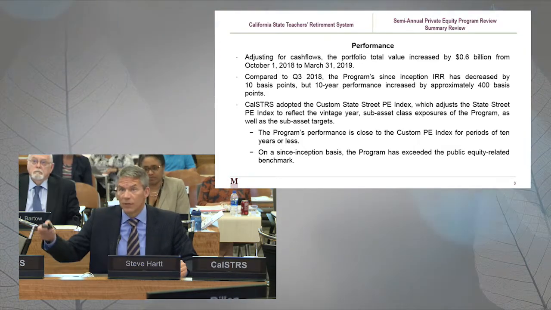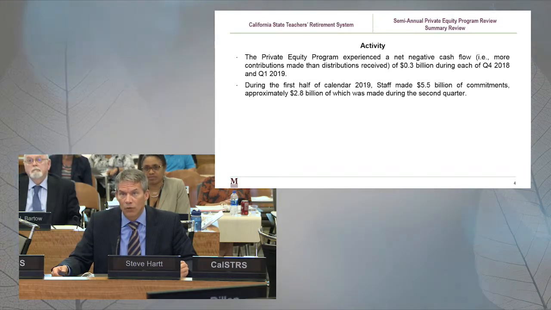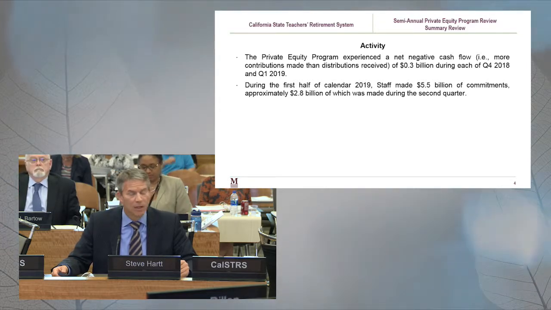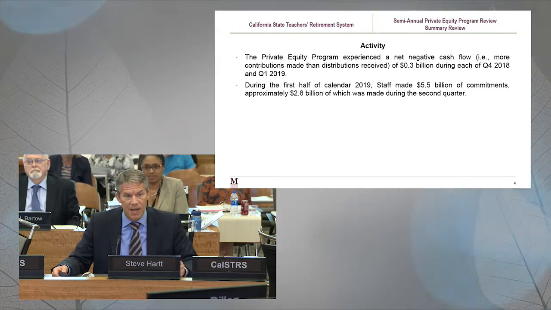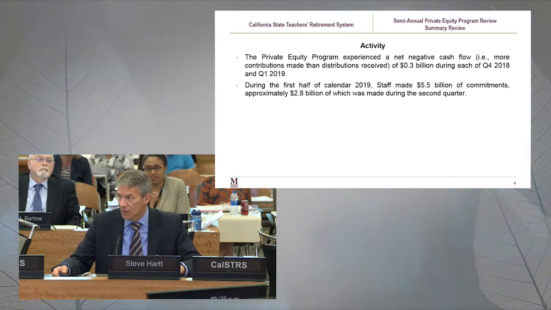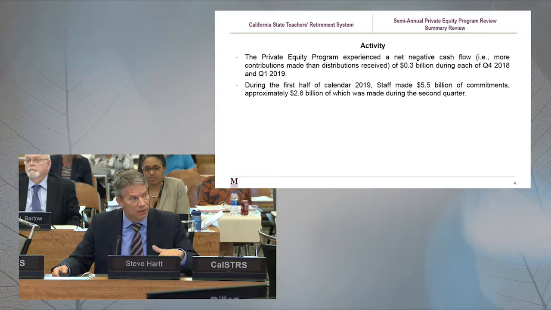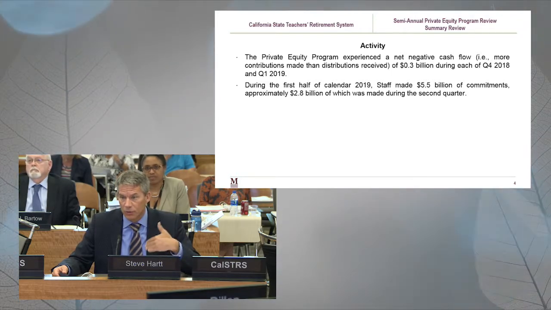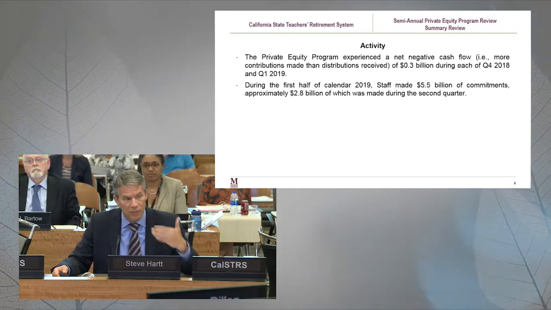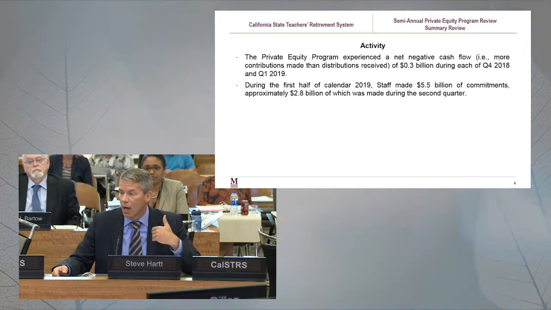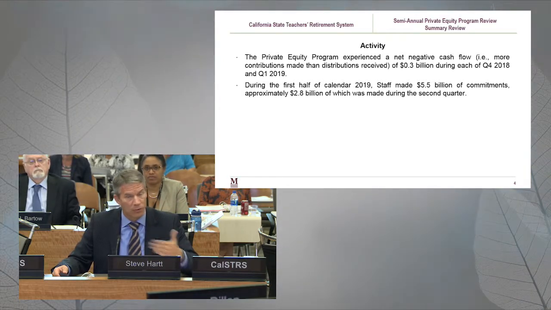In terms of the activity, we'll talk a little bit more about this in a couple slides, but the program experienced a net negative cash flow. So that sounds kind of bad, but what it really means is that there are now more dollars going into the asset class than they're getting back. So in other words, contributing more into the investments than getting in terms of distributions. And we'll show in a couple slides that there's been a big headwind in terms of being able to get more assets in the ground, as there's been more capital being returned and profits being returned.